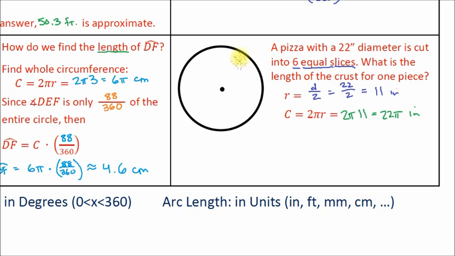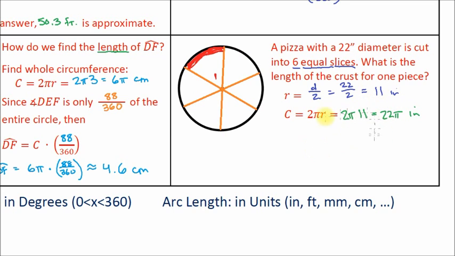Now we've got to figure out the part of the crust that represents one piece of pizza. And I'm just going to visualize this for you. Let's go ahead and divide this pizza up into 6 equal pieces. It's not going to be perfect, but we know these are going to be equal slices because it says equal slices. I've got 1, 2, 3, 4, 5, 6. And I only want to know the crust of one of these pieces. So I just want to know how far it is from this point to this point, the distance from the edge of this pizza crust to the other side of the edge of that pizza crust.